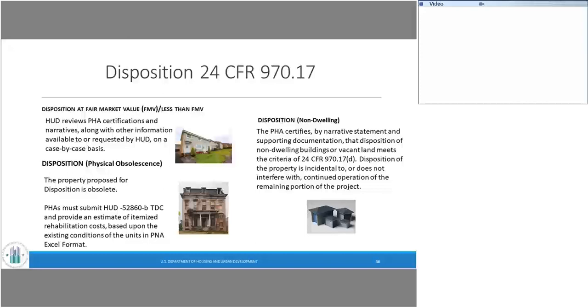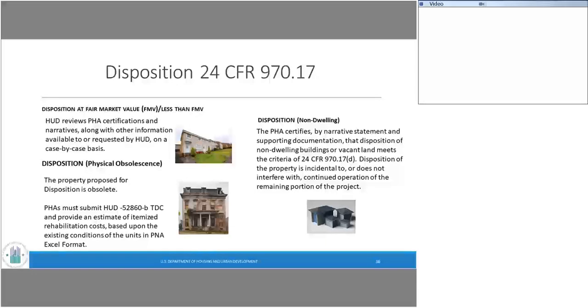So it's similar to the demolition. However, you're still disposing of it. Please provide a detailed narrative. And again, it should speak to your P&A why you plan to dispose of it, because that's what we're writing in the justification.